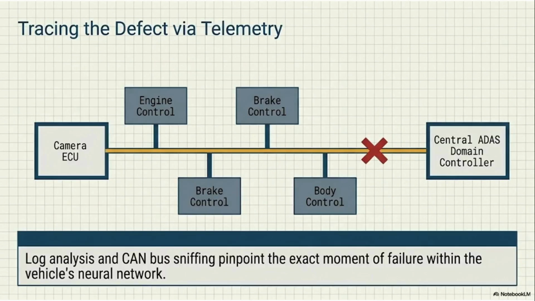To find the answer, we go back to the logs. By sniffing the CAN bus, we can pinpoint the exact moment of failure within the vehicle's communication network, tracing the signal path from the camera ECU to the central ADAS domain controller.